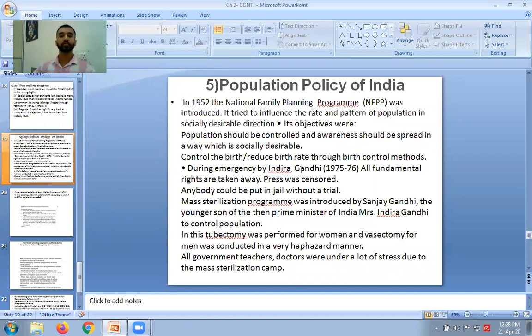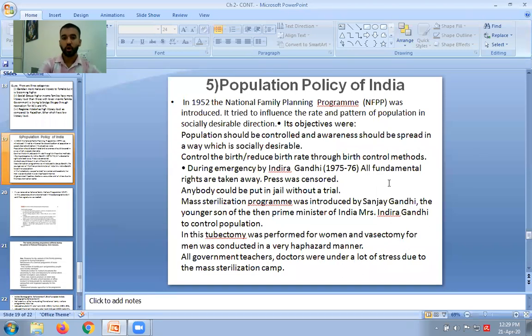Basically, the emergency period was around 18 months, which was a great setback for this population policy. Now, what happened during the emergency time in 1975 and 1976? At that particular time, Indira Gandhi was Prime Minister of India. So Congress was controlling the country, holding the power, right? So during the emergency, Indira Gandhi was there.